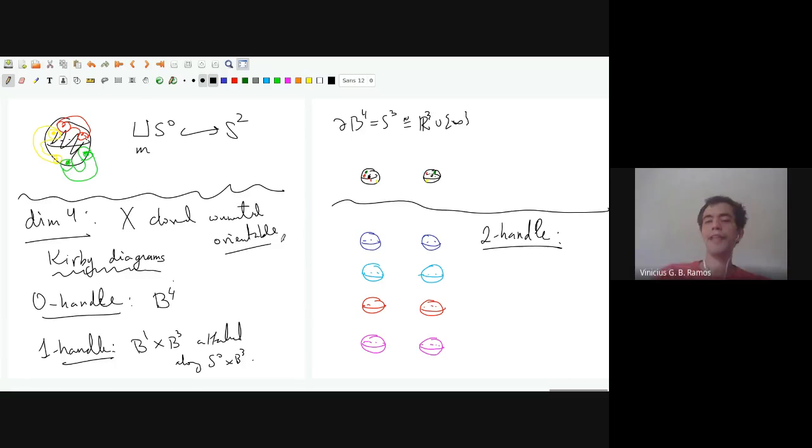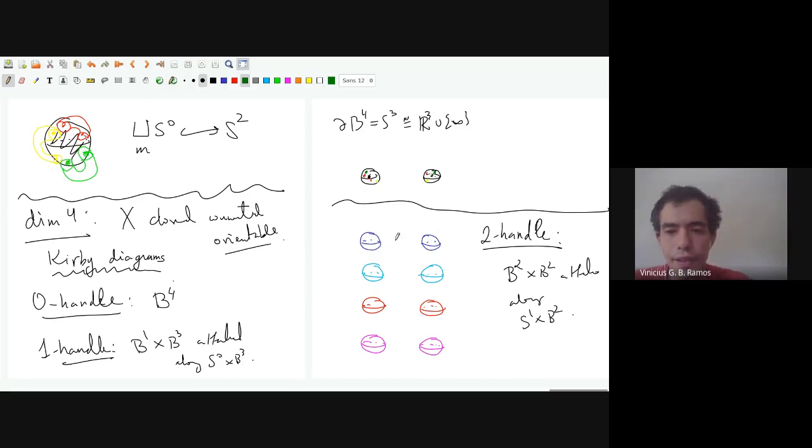So now it's where things get interesting. What is a two handle? A two handle is a B2 times B2 that's attached along an S1 times B2. So what I have to do is choose embeddings of S1 and thicken them. So I can, for example, do something like this. I can do something more interesting, which is something like this.